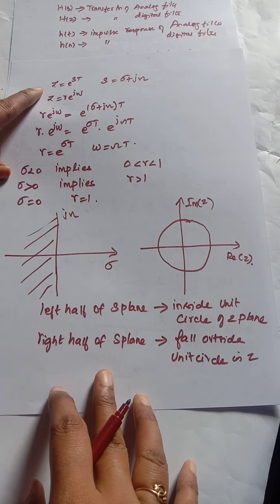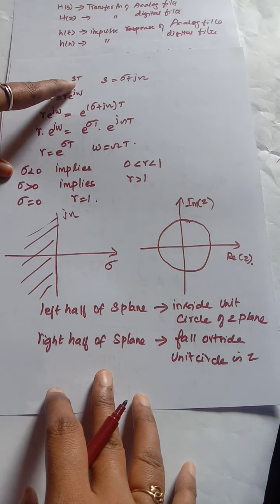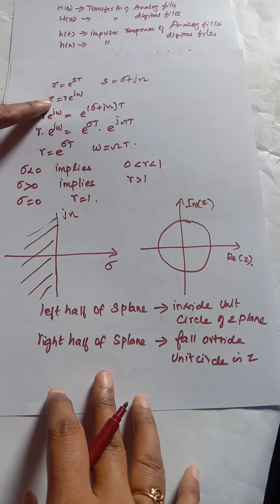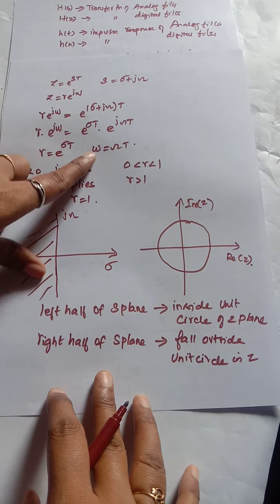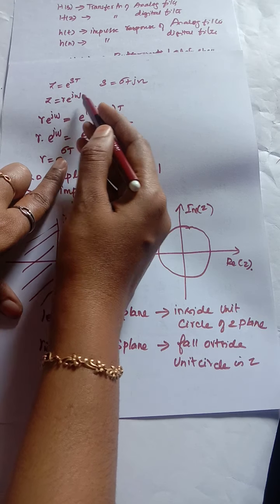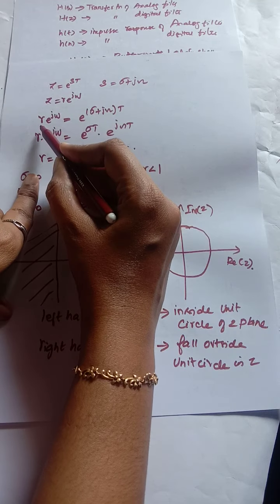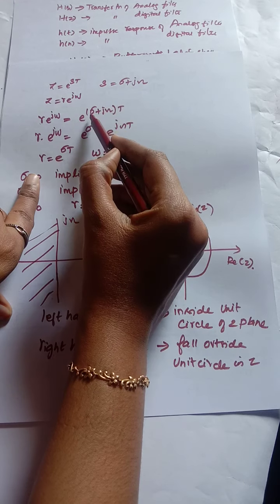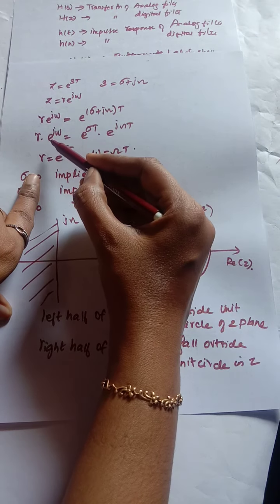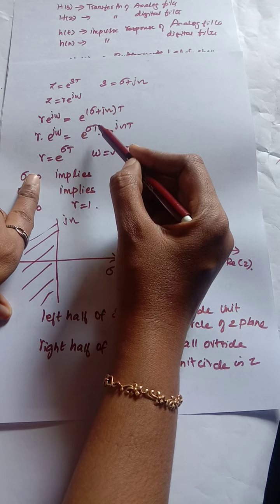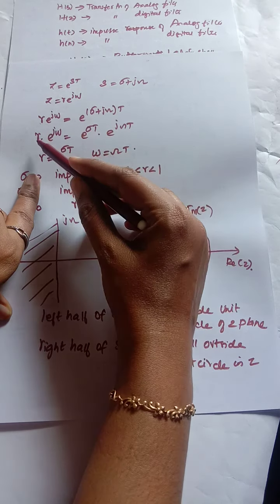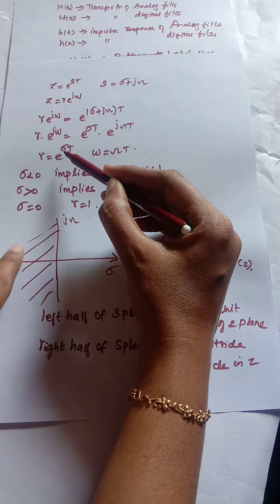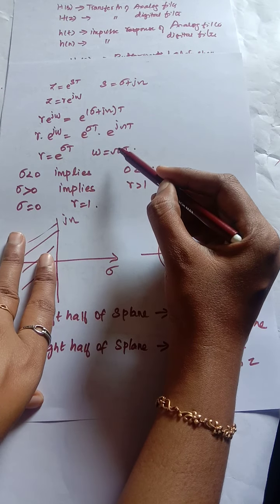Here we consider z = e^(sT), where s = sigma + j Omega, as we know, and we can also write z = r e^(j omega). Here omega represents the digital frequency and Omega represents the analog frequency. So r e^(j omega) = e^((sigma + j Omega)T), which is e^(sigma T) times e^(j Omega T). Now equating the magnitude and the angle, r = e^(sigma T) and omega = Omega T.